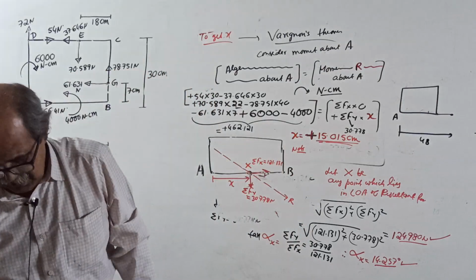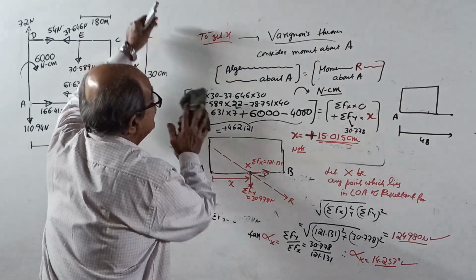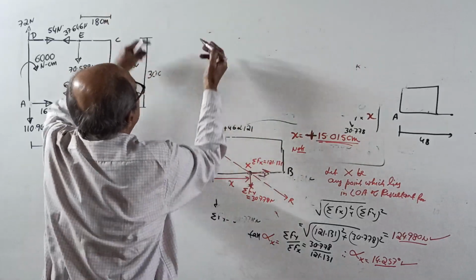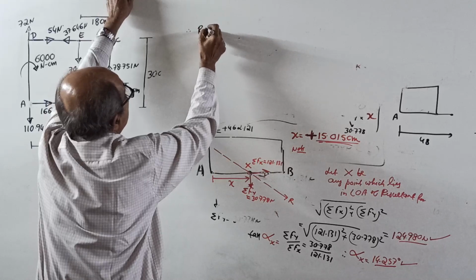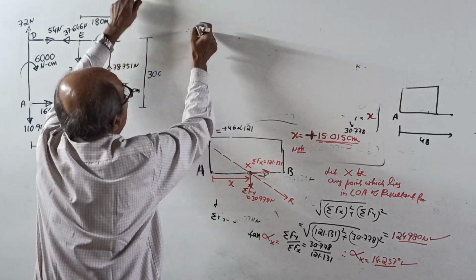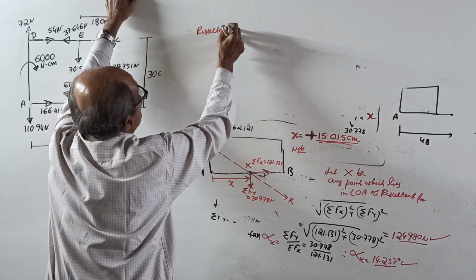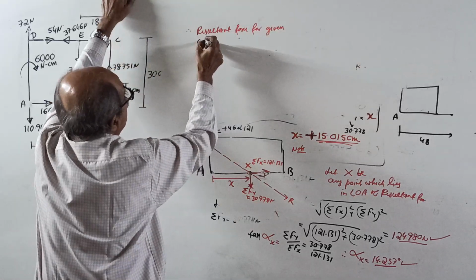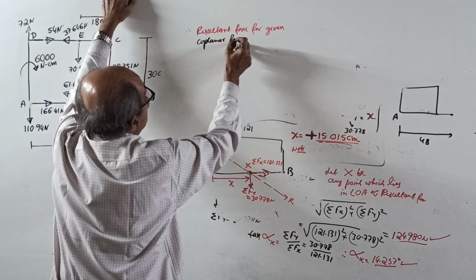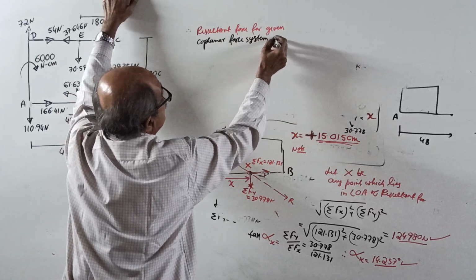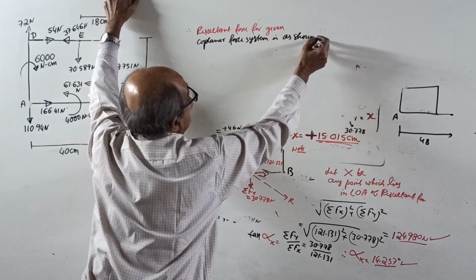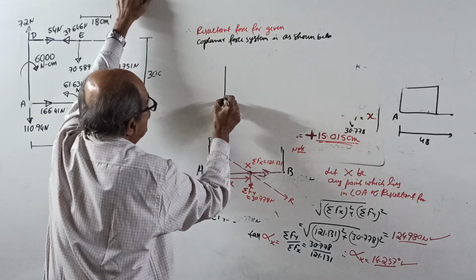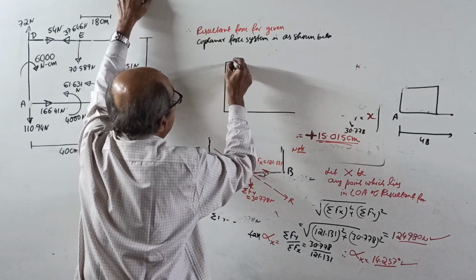Therefore, lastly, present the answer. Neatly write the answer for the resultant. Neat presentation. Therefore, conclusion: the resultant force for the given coplanar force system is as shown below. As shown below, how below? Put a neat sketch. 30 and 40.